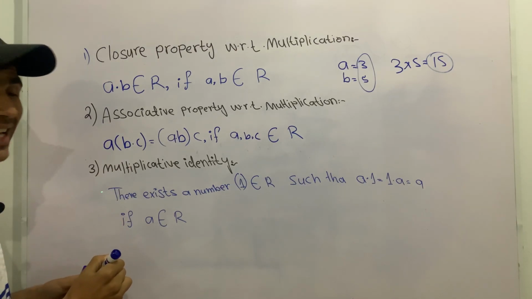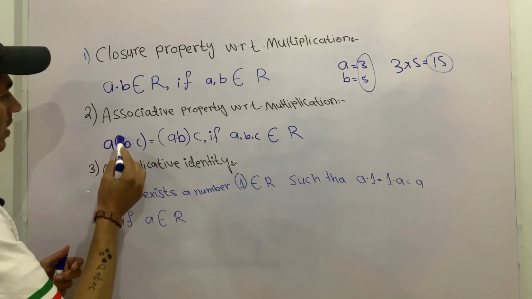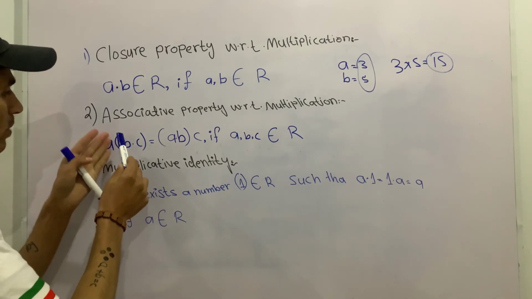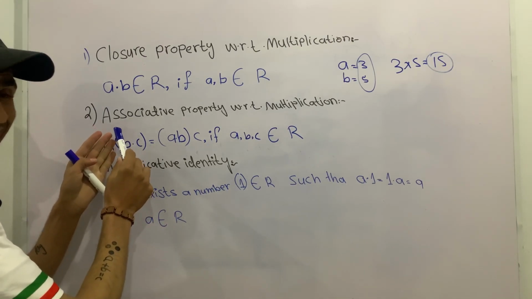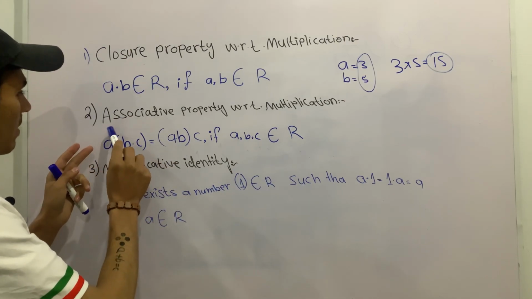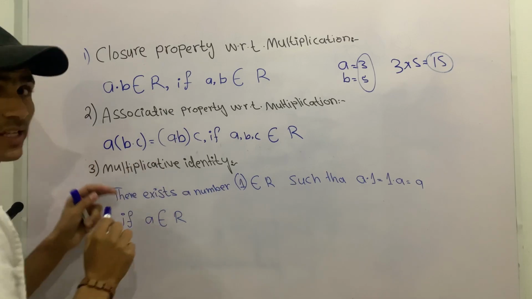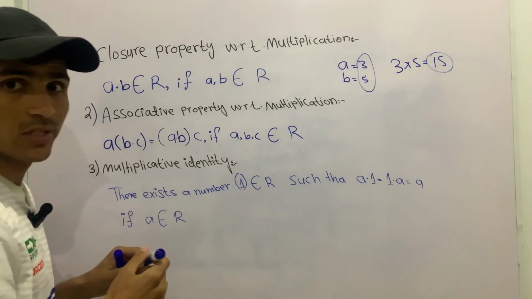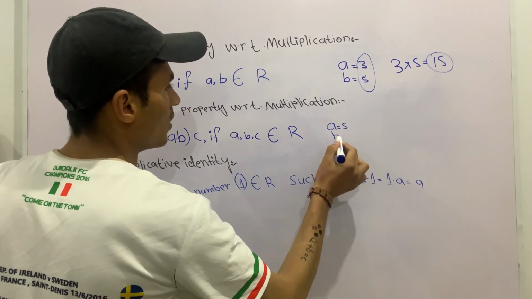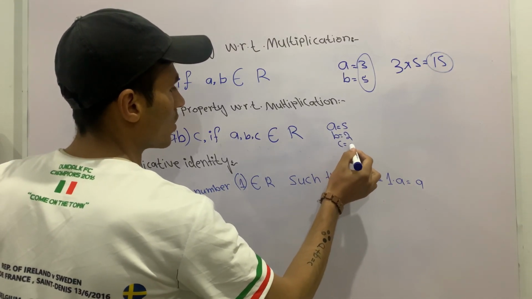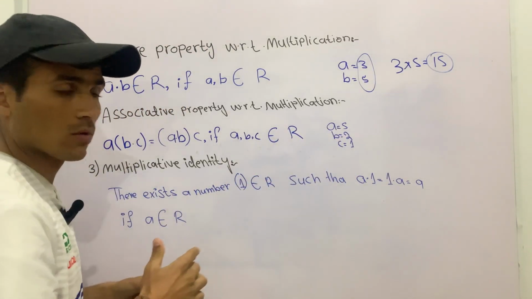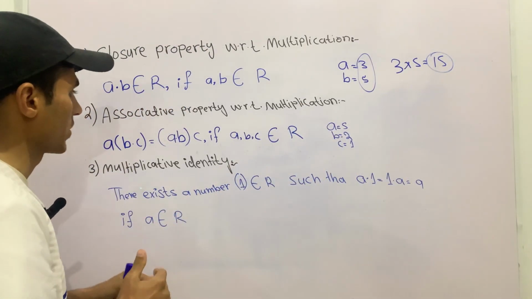The second property with respect to multiplication is the associative property with respect to multiplication. We studied in the addition property A plus parentheses B plus C, but here it is A multiplied by parentheses B multiplied by C, okay, equals parentheses A multiplied by B, multiplied by C, if A, B, C belong to real numbers. Pretend A equals 5, B equals 2, C equals 1, okay? All three of them are real numbers.